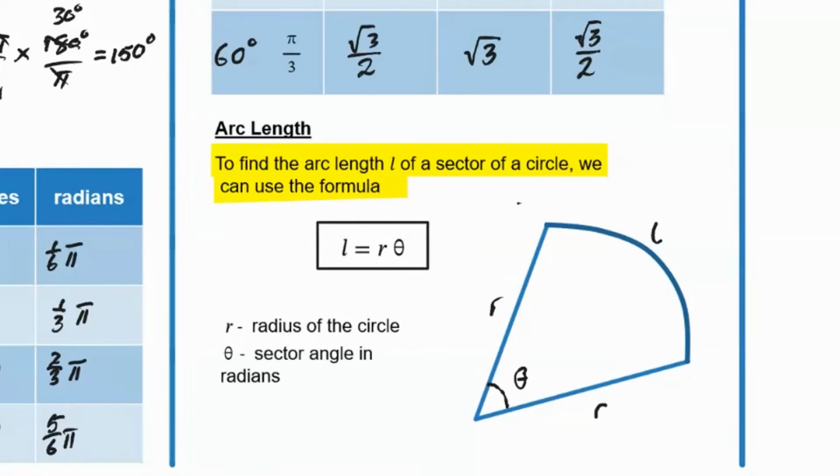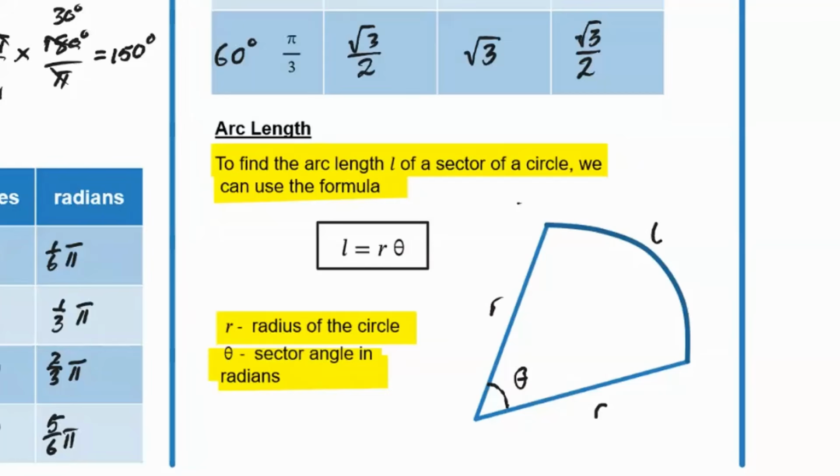It's important for you to note that the radius of the circle is r, and theta is the sector angle in radians. So theta has to be in radians for you to apply this formula. You're going to be making use of this formula quite a lot in solving problems involving circular measure.